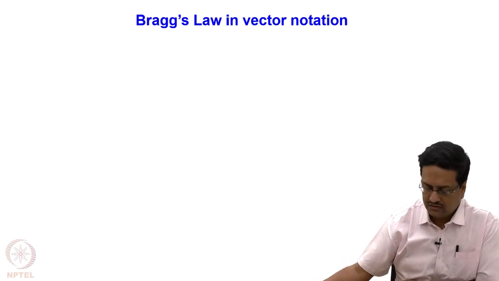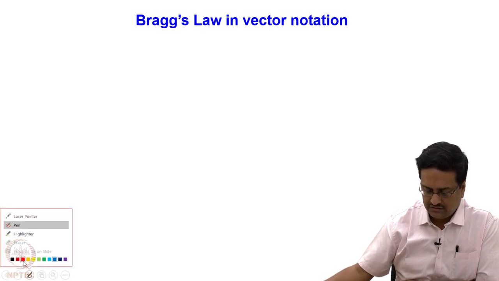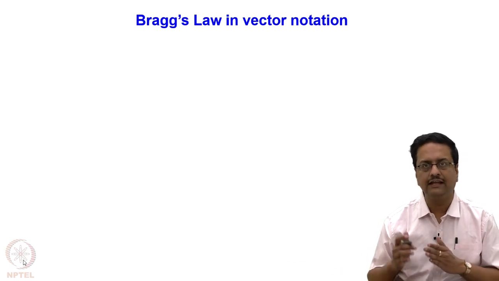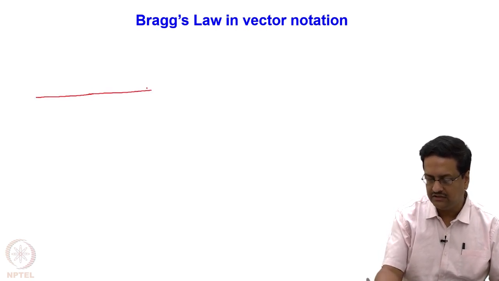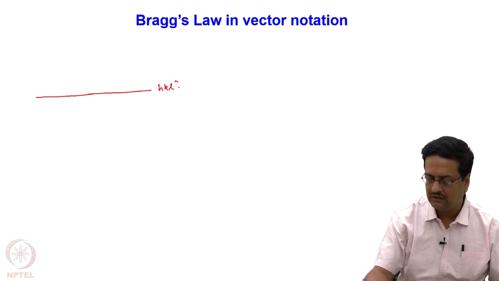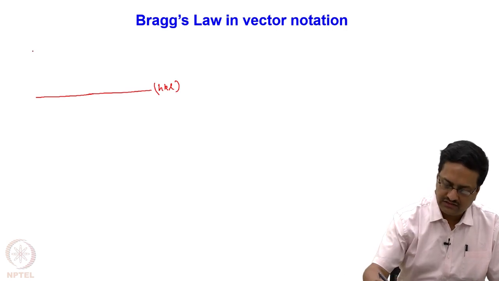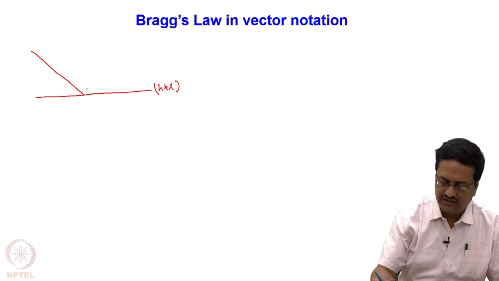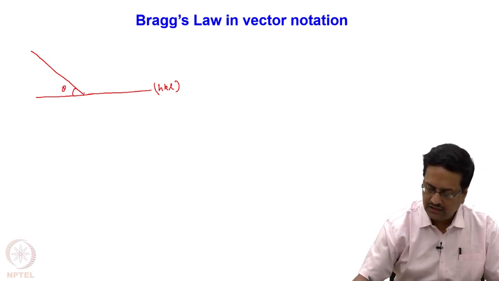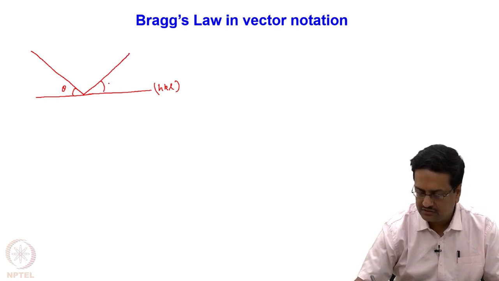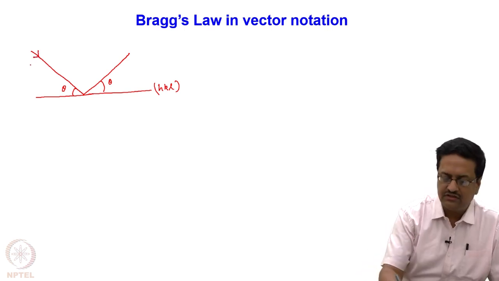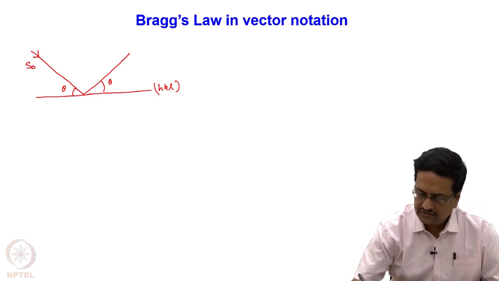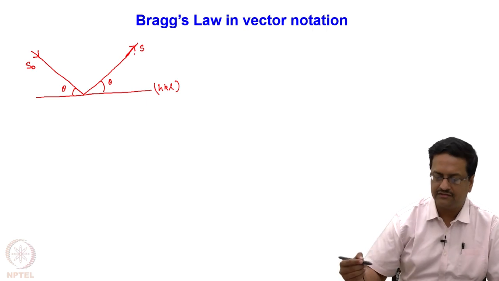So, in the same manner, let us consider that the X-ray diffraction in the concept of Bragg is taking place from a particular plane in a crystal. So, this is a particular HKL plane, and on that plane the X-ray beam is incident at an angle of theta, and it gets reflected at the same angle theta in the other direction. If we designate this beam with the unit vector S0, and then we designate the diffracted beam as unit vector S.